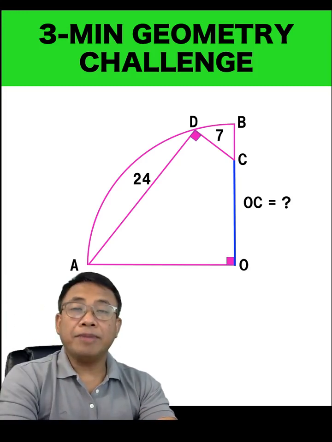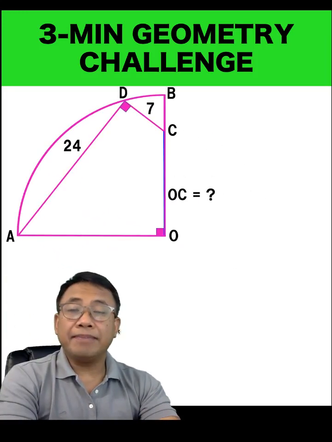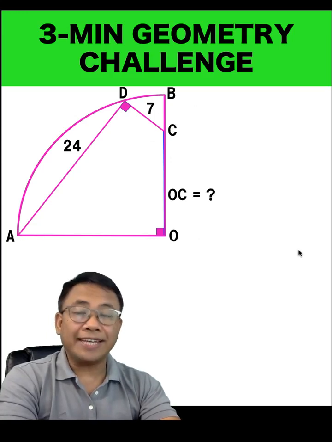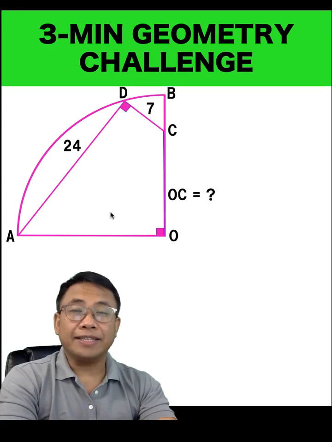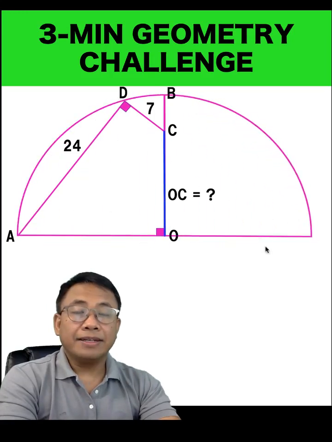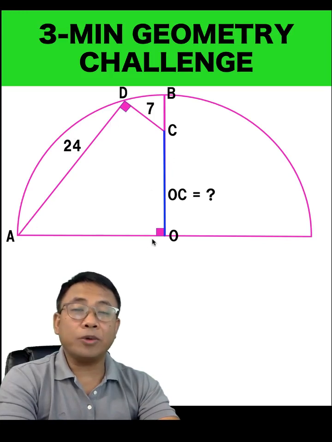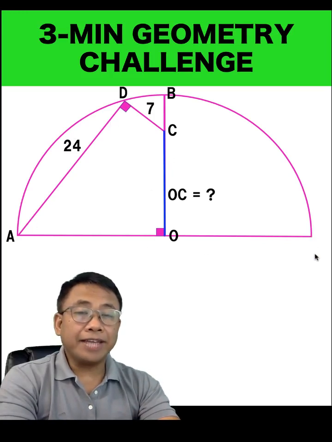Now let's solve this problem together. Let's begin by reflecting this quarter circle to the right side. Look closely as I reflect this quarter circle. Now, since the right quarter circle is a reflection of the left quarter circle, let's label this point as A prime.